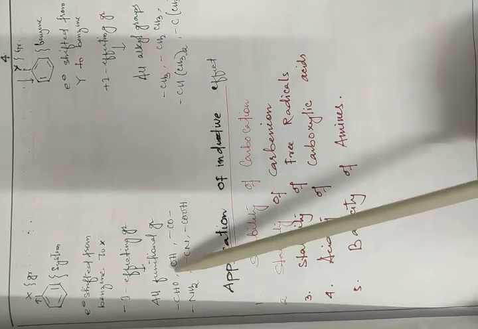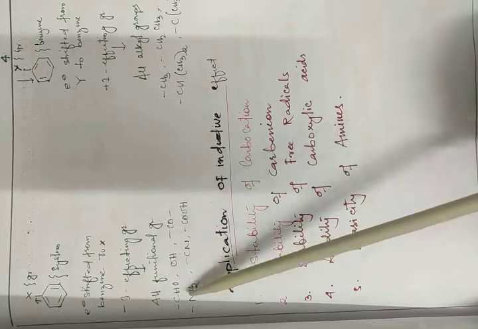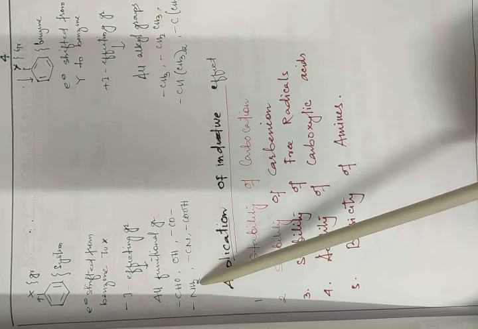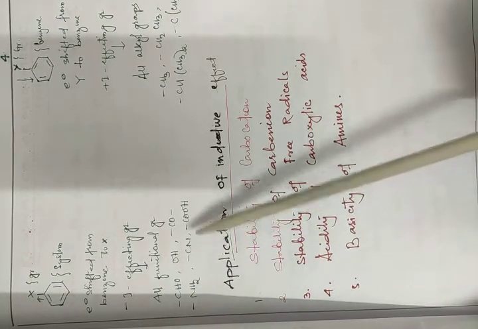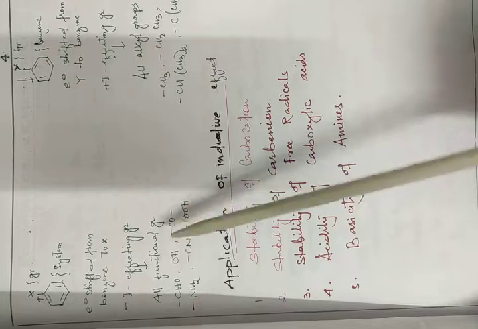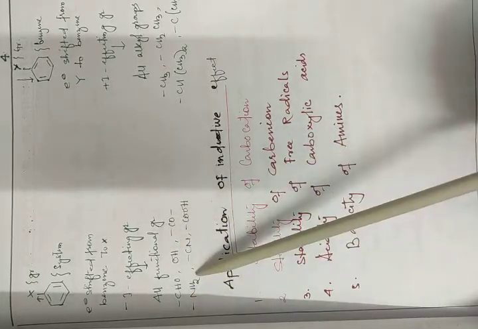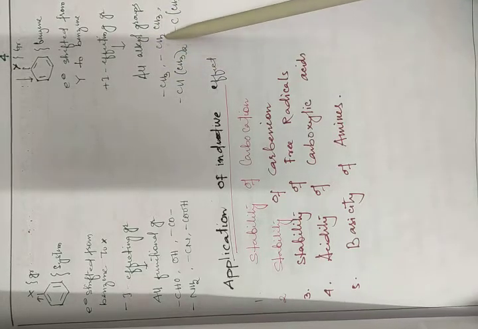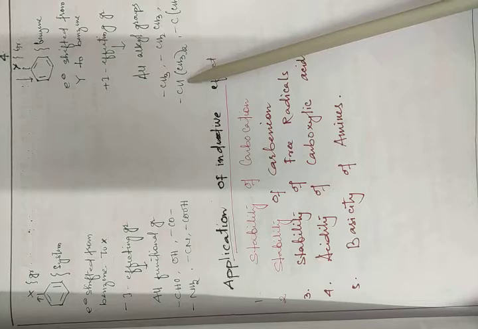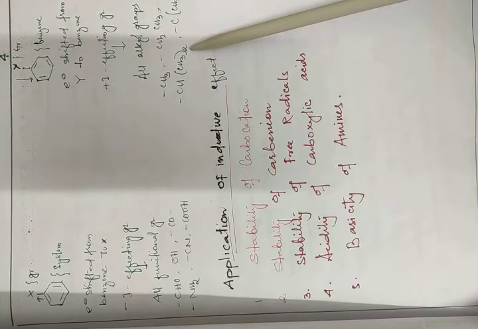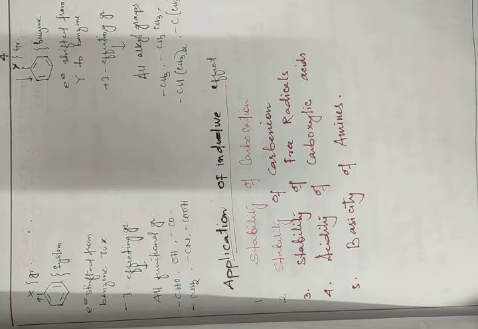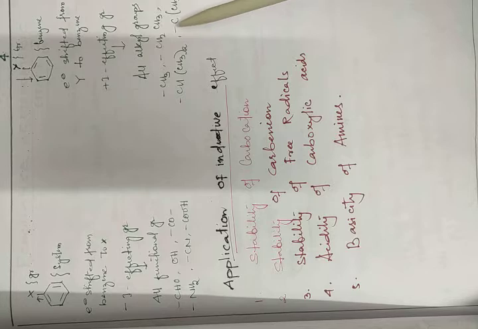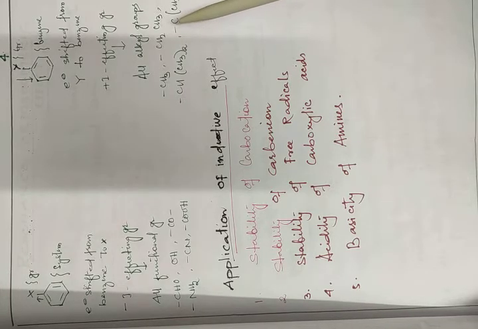Now for the positive and negative ones, we just see all the functional groups: aldehyde, then alcohol, the OH group, then ketone, then amine, cyanide, and then carboxylic. So these are the minus I effect groups. And then all the alkyl groups, that is CH3, then C2H5 ethyl, then CH3 twice, and then CH3 three times. These are the alkyl groups, and they are included under the positive I effect.